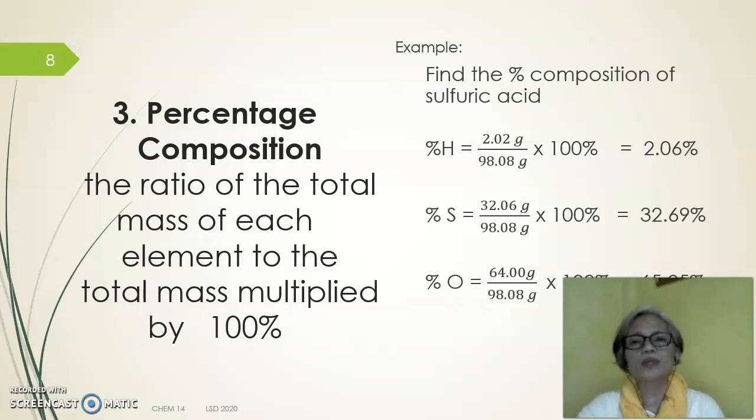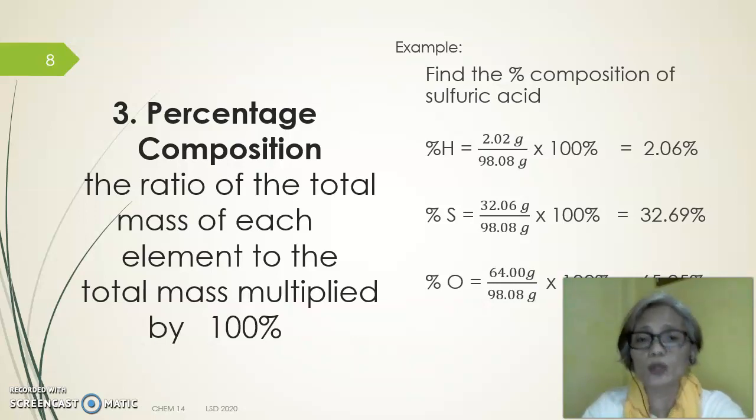The next concept is the percentage composition, which is just the ratio of the total mass of each element to the total mass multiplied by 100%. So recall how we computed for the molecular weight earlier. So we just get the relative mass of each element. So remember, hydrogen is 2.02 grams. So that's 2 atoms of hydrogen. And then the molecular weight of sulfuric acid is 98. So that's the denominator.